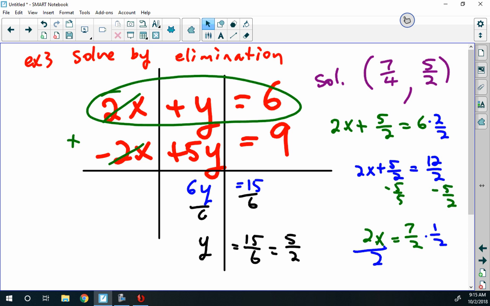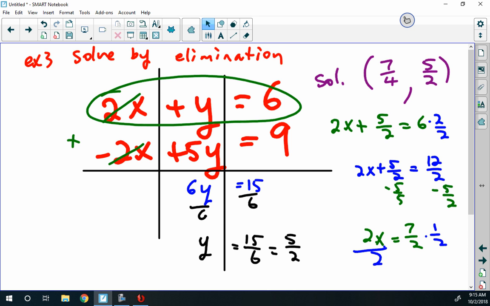I know some people freak out when they see the fractions. They're not that bad. So we saw the substitution technique, we saw the graphing technique, and now we see this elimination technique. How do you feel about the 3? All right?